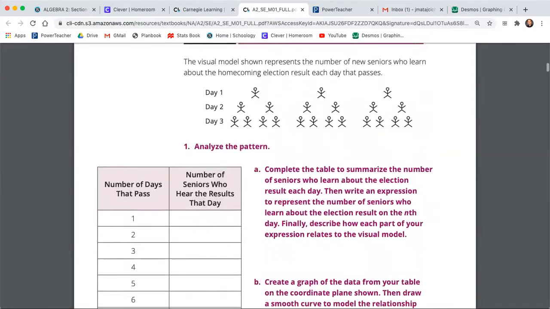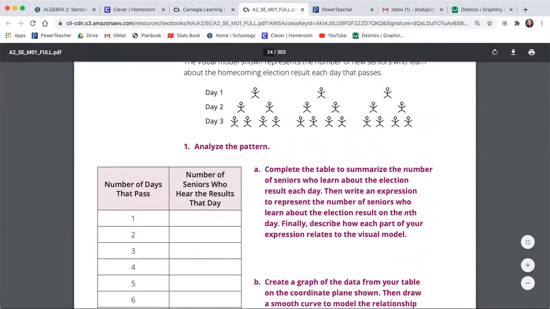So we started off on day number 1. We've got 3 people that know about this secret. So right here, number of days that pass, 3 people knew about it. Okay. If we continue on day 2, it looks like there's 1, 2, 3, 4, 5, 6. So 6 people here. Day 3, we got 1, 2, 3, 4, 5, 6, 7, 8, 9, 10, 11, 12. Okay. So for days 4, 5, and 6, we have a strategy we can use.